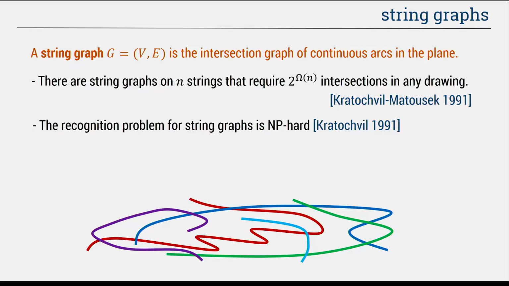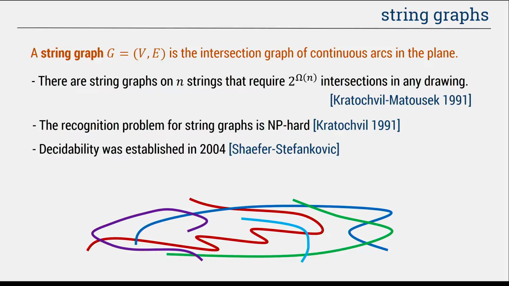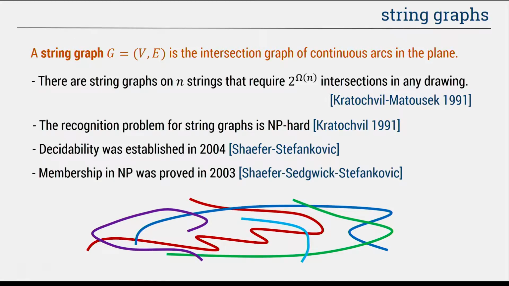In fact, the recognition problem is NP hard, and even decidability was only established about 10 years ago. And now it is known there's a different representation which is polynomial sized, and these are the publication dates because logically it doesn't make sense for one to precede the other.